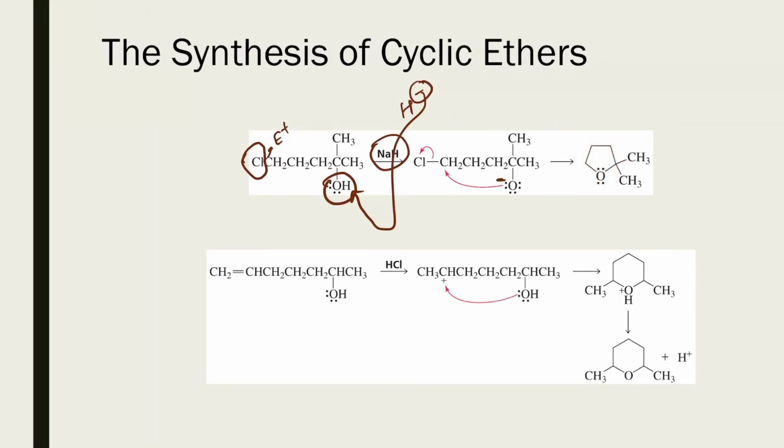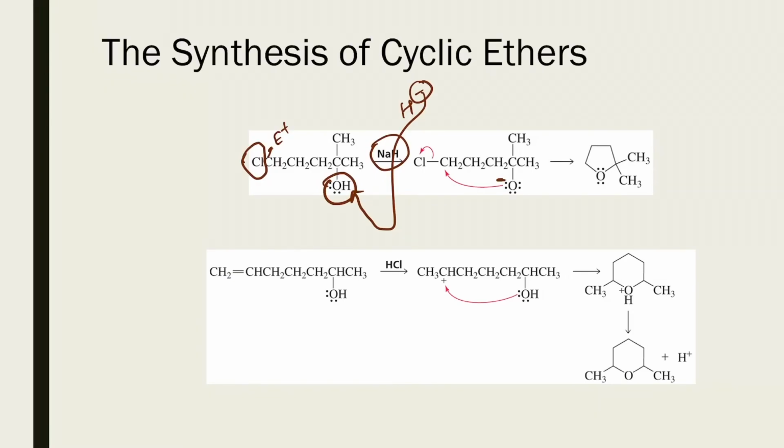And why a 5-membered ring structure? You can see that there are 3 intervening carbons, 1, 2, 3, and there are 2 other atoms. Basically 5 atoms are involved in here, and therefore it's a 5-membered ring structure that's formed.